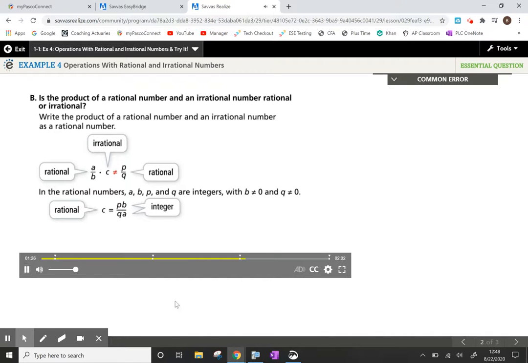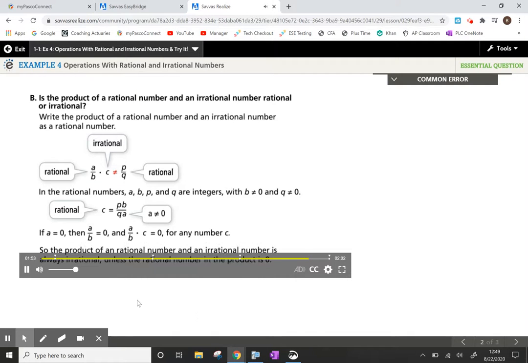Of the equation by the reciprocal of A divided by B, you were dividing both sides by A and 1 divided by B. Also notice that in order to divide by A when calculating C, you have to assume that A is not equal to 0. If A equals 0, then A divided by B equals 0, and A divided by B times C equals 0 for any number C. So the product of a rational number and an irrational number is always irrational, unless the rational number in the product is 0.